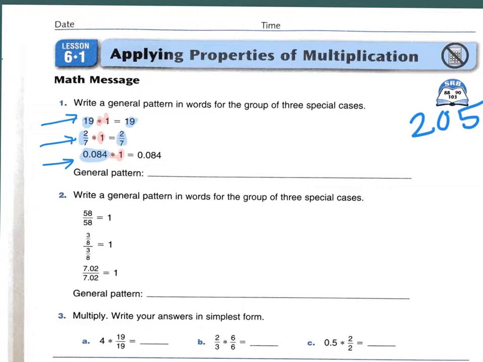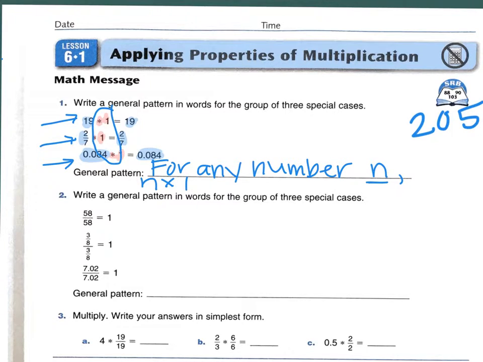So now we need to write a general pattern. In our general pattern, we're going to use a variable. Let's just say today n. And we could pick any variable for that just to represent our number. For any number n, so there's our variable, n times 1, because they all were multiplying by 1, equals itself, or n. So that's our general pattern for this one. We worked on this a few units ago even, so if this seems a little foggy to you, that's okay. Follow along, we'll pick back up on it.